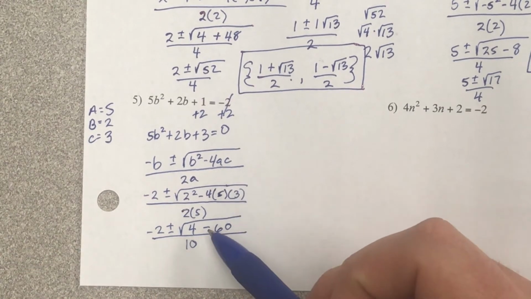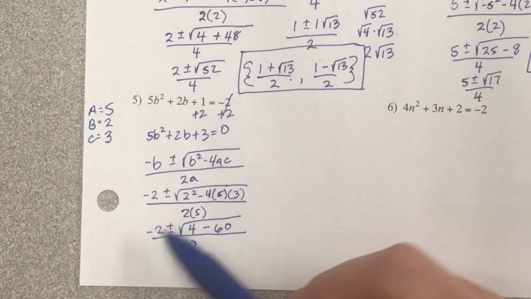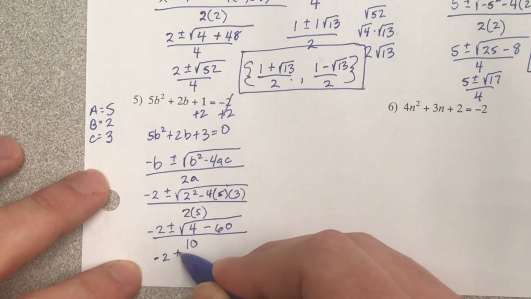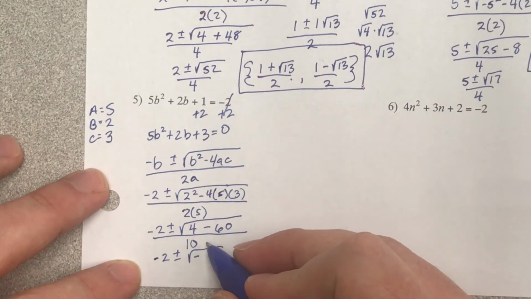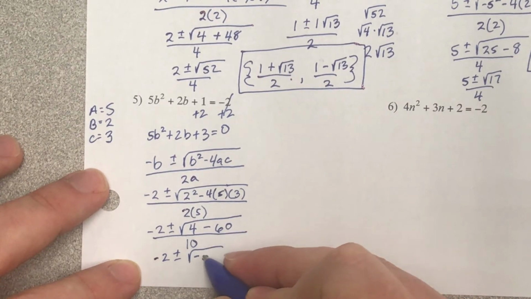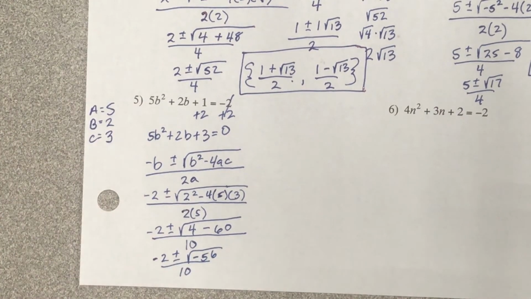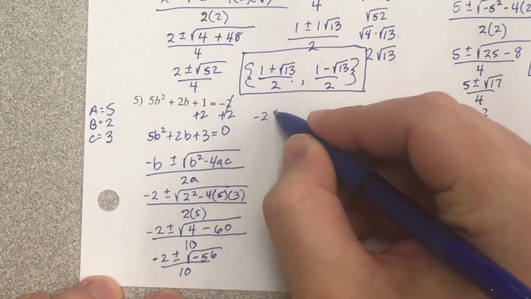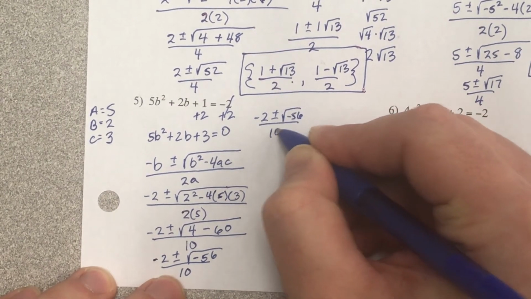And I should be seeing the steps here, guys. I don't want you to just go from here straight to the answer. Show your work. Show what you're doing. So then we got negative 2 plus or minus the square root of negative 56 all over 10. So let's bring that up here. Negative 2 plus or minus the square root of negative 56 all over 10.